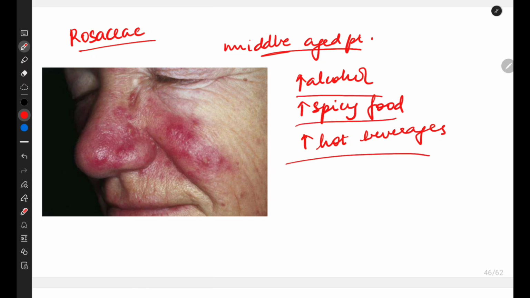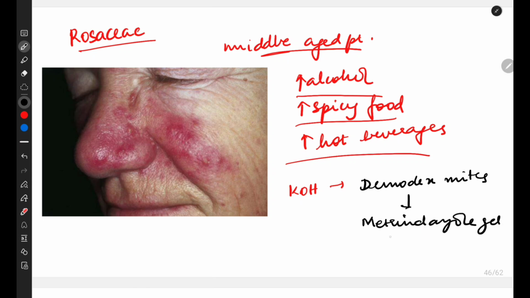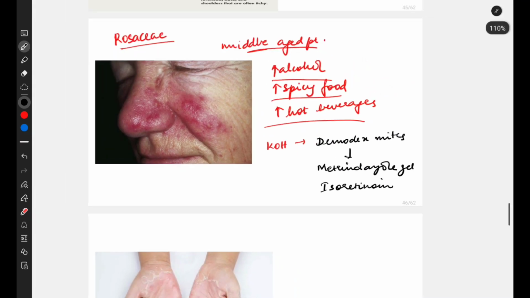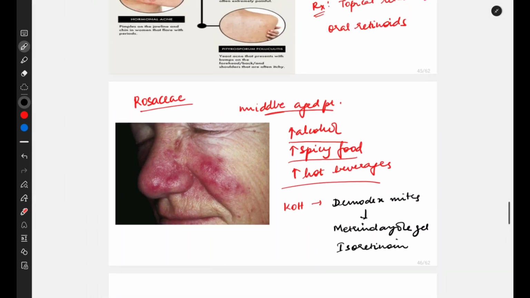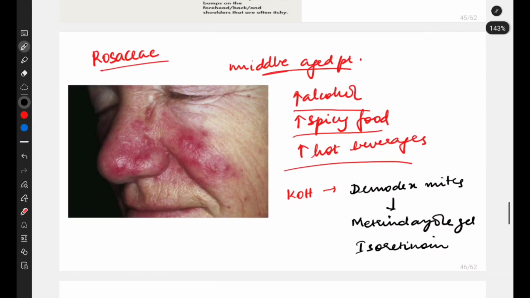So treatment of rosacea will involve, first, you have to do a KOH mount and find Demodex mites. If it is present, then we will give metronidazole gel plus isotretinoin. So this is a treatment for rosacea. Rosacea can be associated with rhinopyma, potato tumor, also.